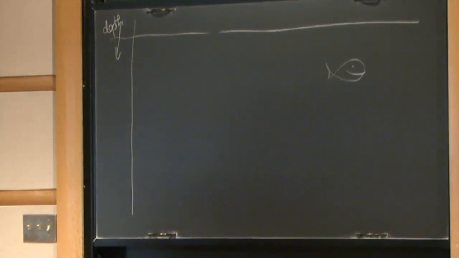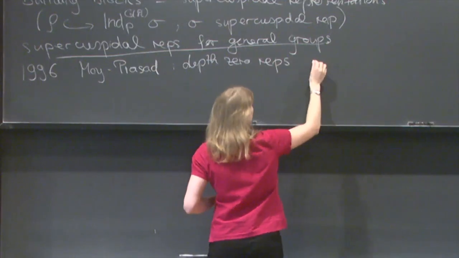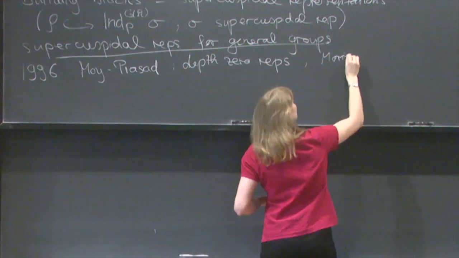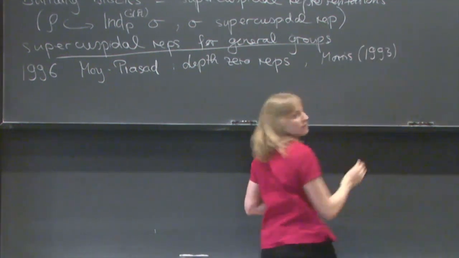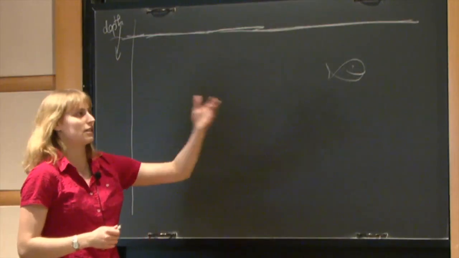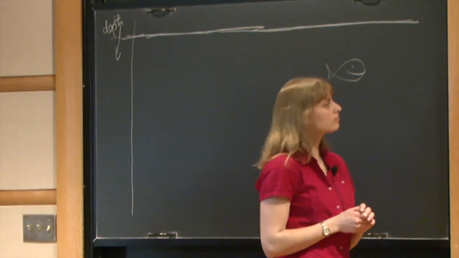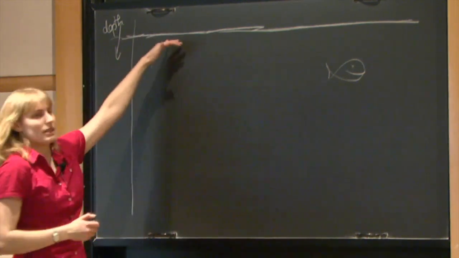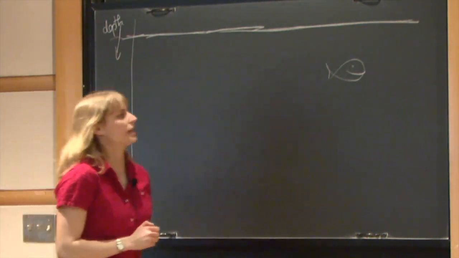And Moy and Prasad described all the depth 0 representations. I should say that Morris did the same slightly earlier, in 1993, using a bit different approach. That means that we now know how to deal with the representations that swim here on the surface of our ocean, the depth 0 case. They correspond to representations of finite groups. So assuming you understand the representation theory of finite groups, then you understand the depth 0 representations. All right, so that was the first step. Now we want to go deeper in the ocean.